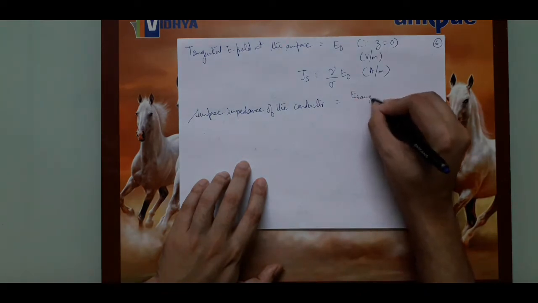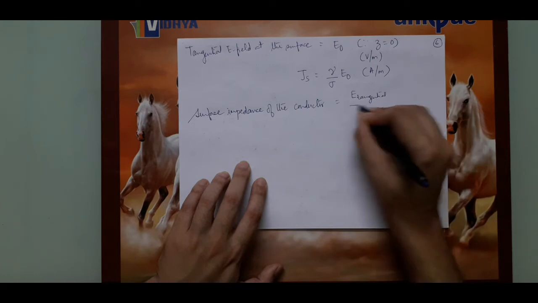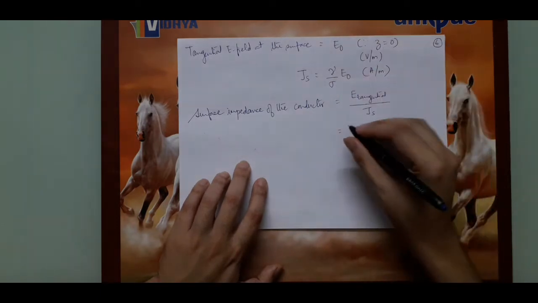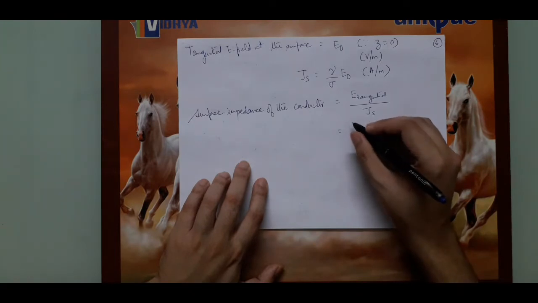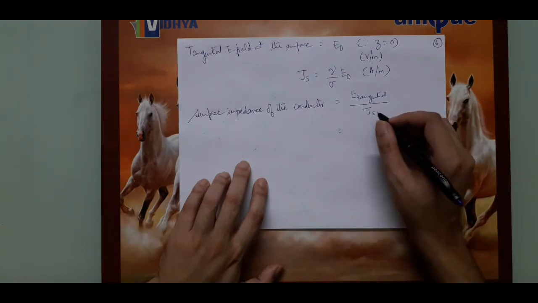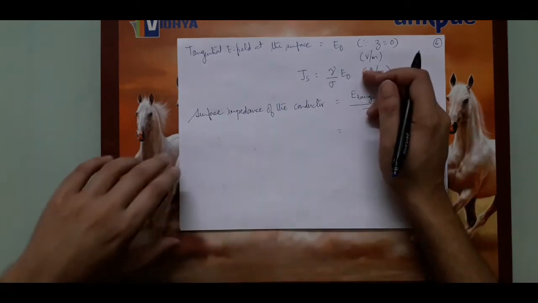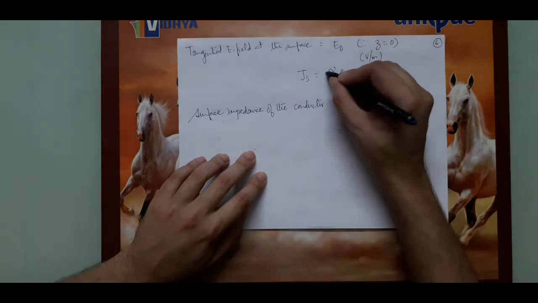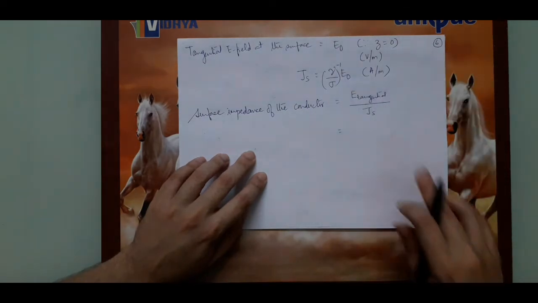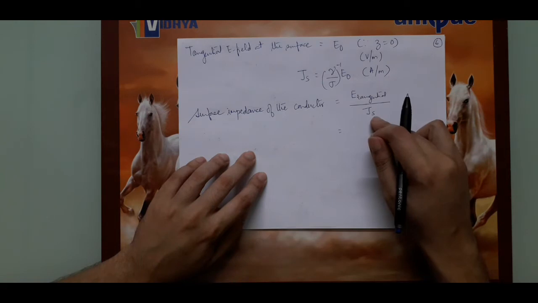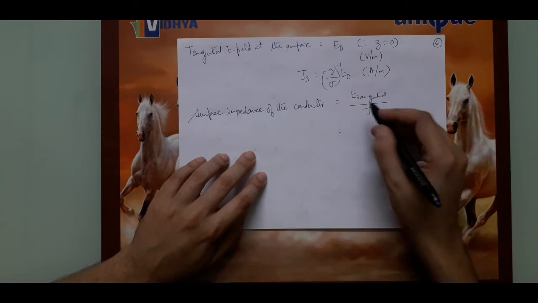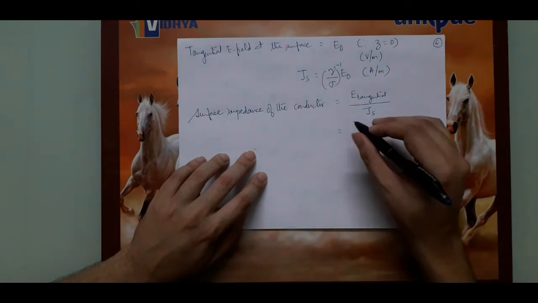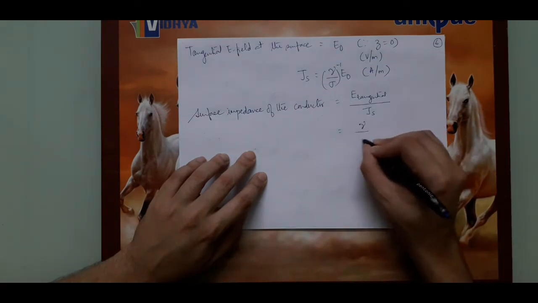That is nothing but E tangential divided by Js at the surface. If you divide, oops, I wrote it the wrong way. This is actually sigma by gamma. If you divide the two, the E0 terms will cancel out, and you will get gamma by sigma.